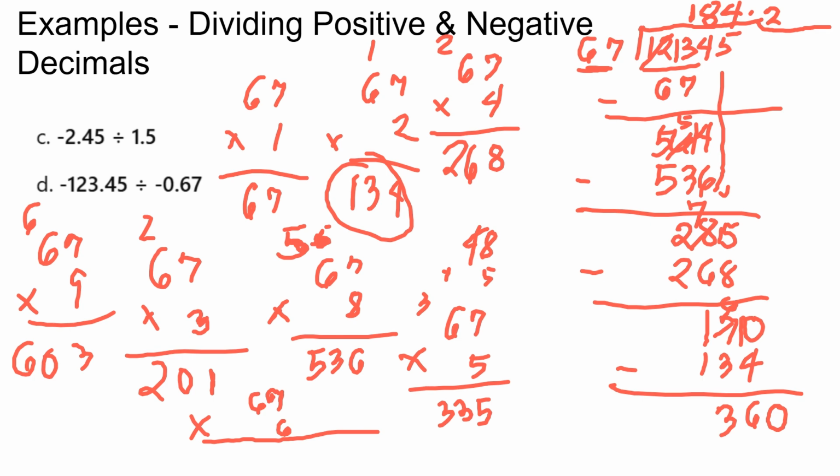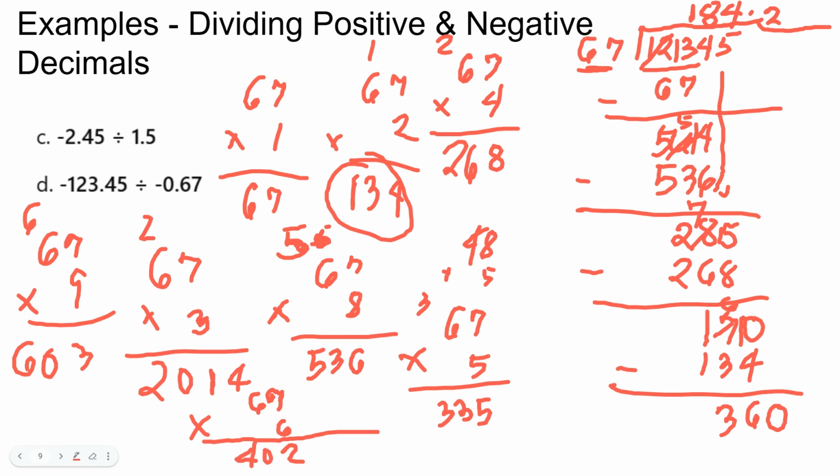So what is 67 times 6, okay? All right, so we have 42. 7 times 6 is 42. Carry 4. 6 times 6 is 36, plus 4 would give us, of course, 40. All right, so that's 402.